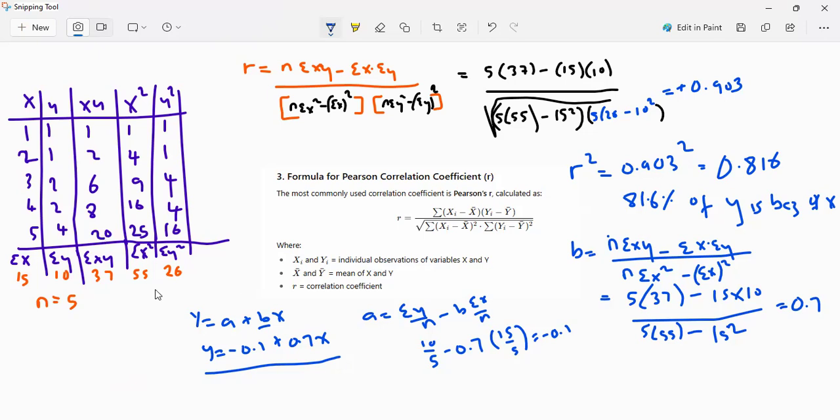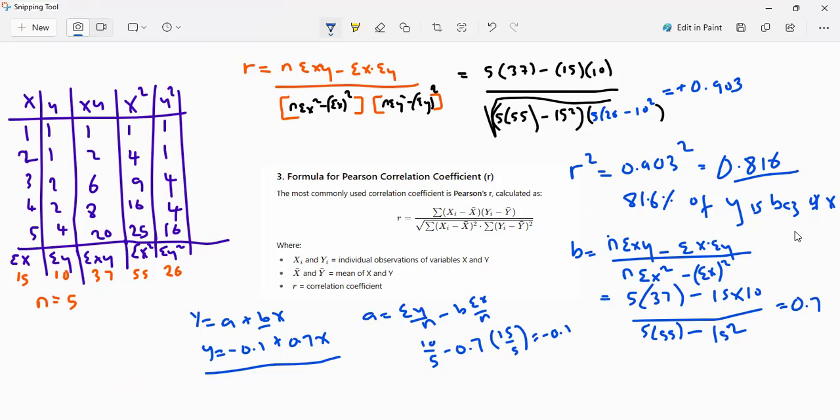Sorry, can you kindly repeat from after we got the R squared? So after we get to R squared, we get 0.816. This is just multiplied by 100. It simply means 81.6% of y is because of x. Okay? Is that clear?